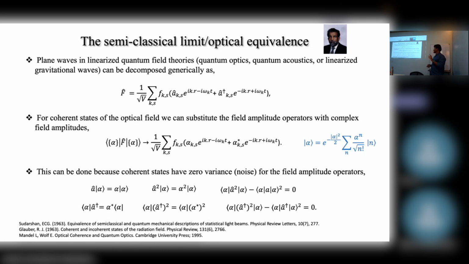How do you make it even a little bit more precise? Let's say we want to evaluate the variance of the field amplitude operators. These are non-Hermitian operators, but let's define the variance as the average of the square minus the square of the average. You'll find that if the radiation field is in a coherent state, these variances are zero. So in that sense also, coherent states give well-defined classical amplitudes that the corresponding classical theory describes.